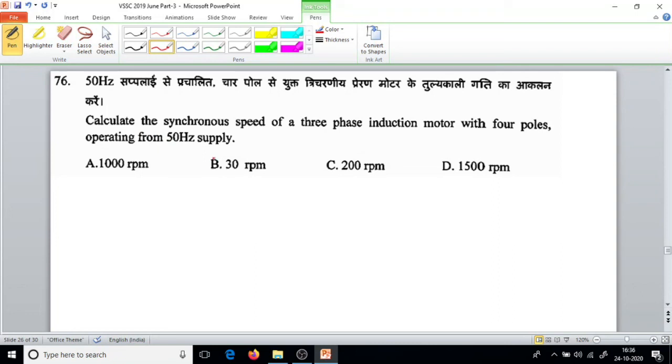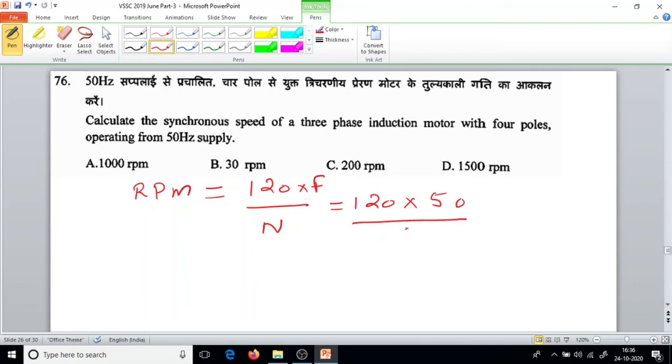Question number 76. Calculate the synchronous speed of a 3-phase induction motor with 4 poles operating from 50 hertz. The RPM of a synchronous machine is given by 120 multiplied by frequency divided by number of poles. Frequency is 50 hertz. What is the number of poles? Number of poles, 4.